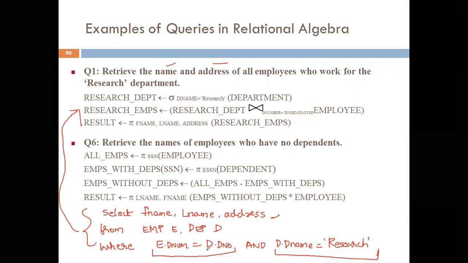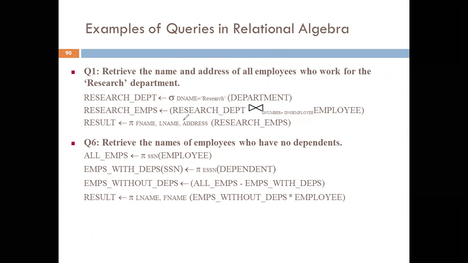Whereas in SQL, all the things can be specified together. So you should be in a position to convert a relational algebraic query to SQL or SQL to a relational algebraic query. So similarly, let us look at the second one. That is, retrieve the names of employees who have no dependents.